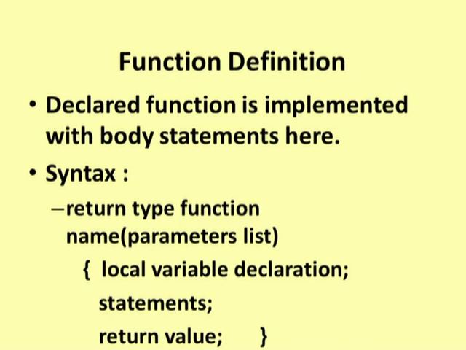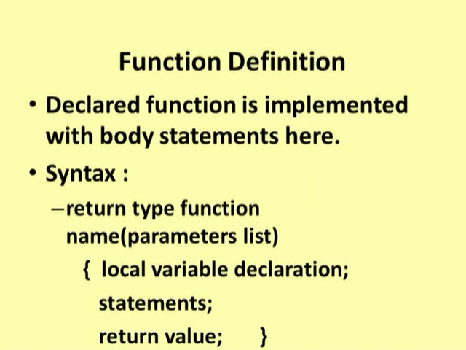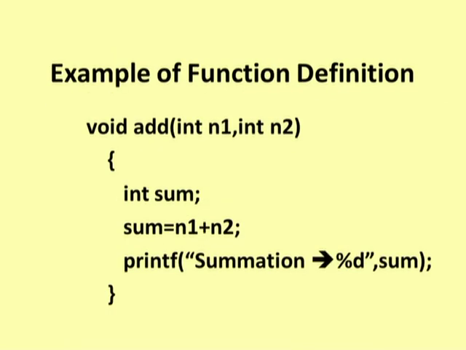For example, here is the syntax of how to write the function definition: return type, then function name, and then the parameter list. Here the local variable declaration, statements, and last, the return should be mentioned. So the syntax is return type, then function name, then parameter list, and the body contains the variable declarations, the statements, the functionality for the function, and then at last we have to write the return statement, and what type of value my function is returning, that I have to mention. Clear?